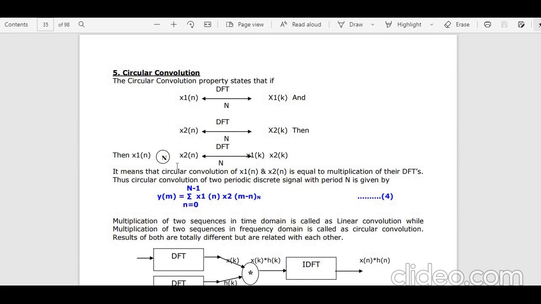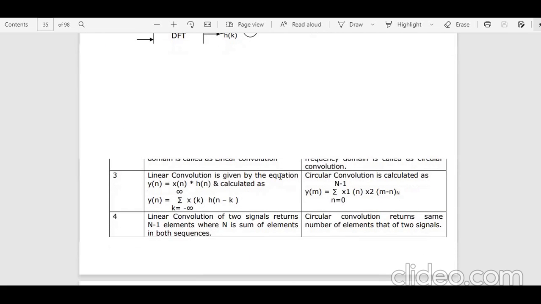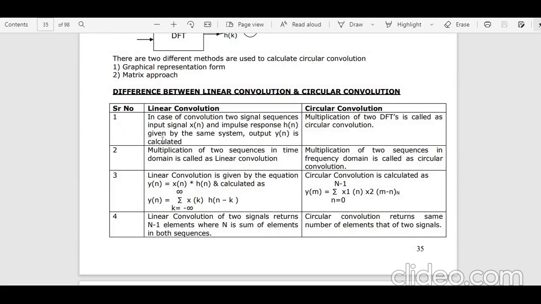In circular convolution we have seen, if you represent it in circular form, x1 of n circled with x2 of n, we are multiplying these two sequences. Another name for this is multiplication in the frequency domain. That is called circular convolution. So we have seen the difference between linear and circular. So what is linear?